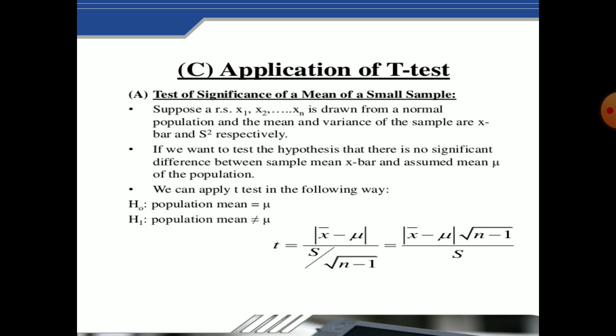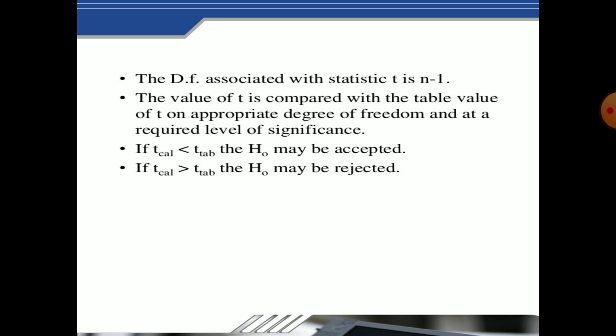And what will be your alternate hypothesis? That is just opposite of the null hypothesis, that the population mean is not equal to mu. Okay. So what is t here? t is x bar minus mu over s. Sigma is important. I told you last time also that we are interested in the mod value, not in the negative. So this is mod of x bar minus mu over s by root n minus 1. And the degrees of freedom associated is n minus 1.